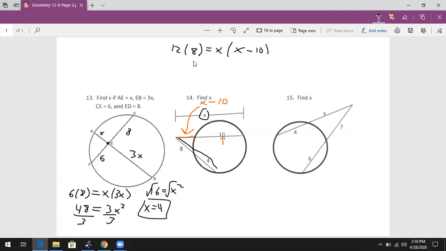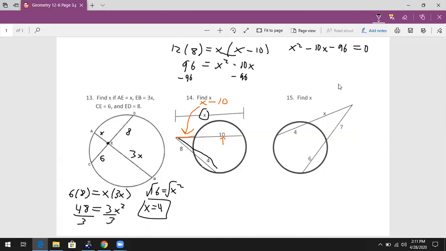Now, 12 times 8 is 96. 96 is, distribute here, x squared minus 10x. I can see the quadratic, so bring the 96 over. x squared minus 10x minus 96. We want to know when that's 0.